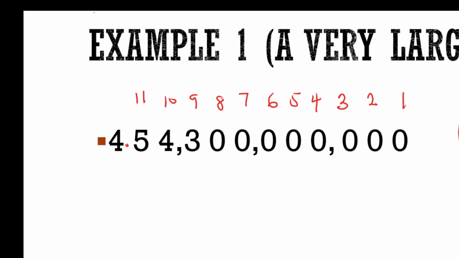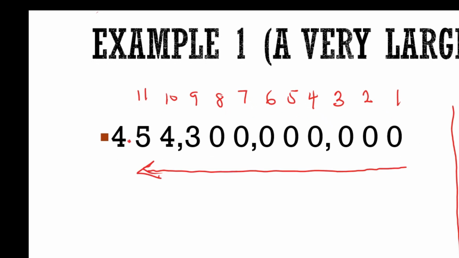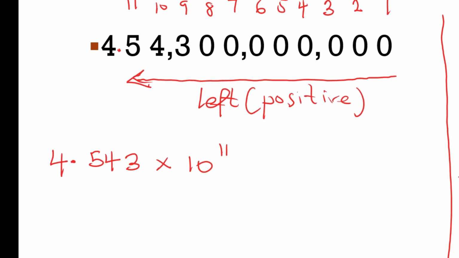So once we get there, how many decimal places do we move? 11 decimal places. Because we move the decimal point to the left side of the number, the exponent will be positive. So now we have 4.543 times 10 to the exponent 11. Now someone may ask, why is it that we are not writing the trailing zeros? Why didn't we add them? Now you realize that before the start of this video, I told you that this number, the first number, is called the significant.